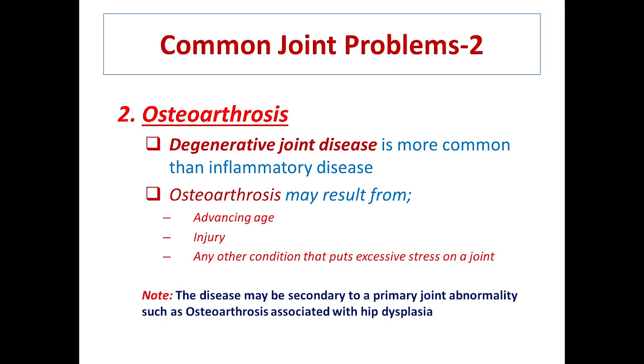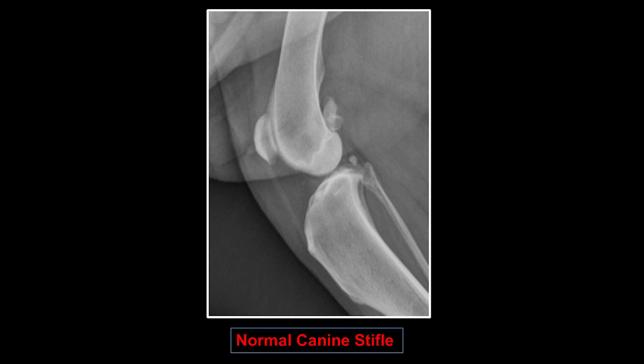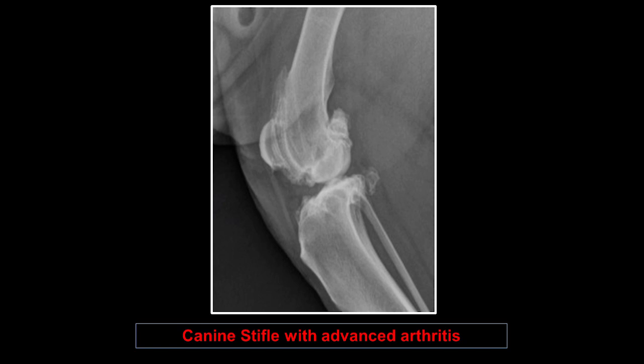For example, osteoarthritis may develop due to hip dysplasia. In case of hip dysplasia, you know that there will be irregular articulation or friction between the joint surfaces. So it may cause osteoarthritis, which may further lead towards osteoarthrosis. In this X-ray, you can see the normal stifle joint of a dog. In the next radiograph, you will see the radiological signs of osteoarthritis.